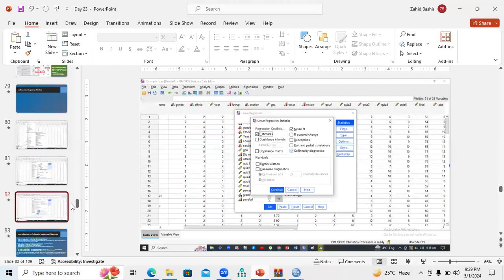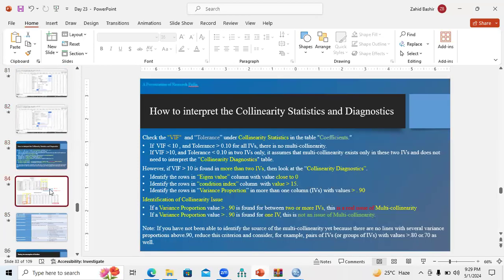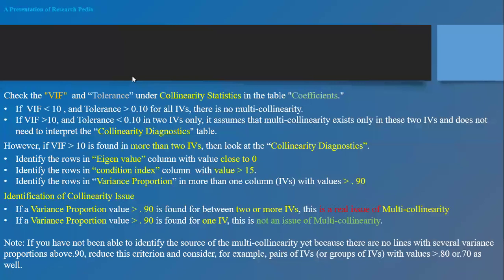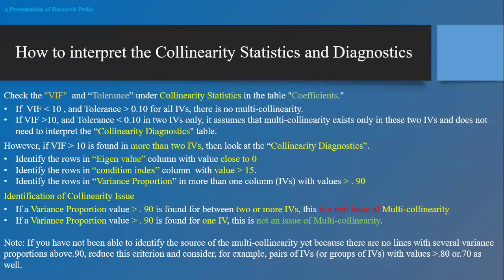What are the remedies if we find out the high proportion of percentage marks? There is a guideline that you need to understand when we look at the collinearity statistics. Check the VIF and tolerance under collinearity statistics in the coefficients table. If VIF is less than 10 and tolerance is greater than 0.10 for all the IVs, there is no multicollinearity issue. If VIF is greater than 10 and tolerance is less than 0.10 in two IVs only, it assumes that multicollinearity exists only in those two IVs and you do not need to interpret the collinearity diagnostic.